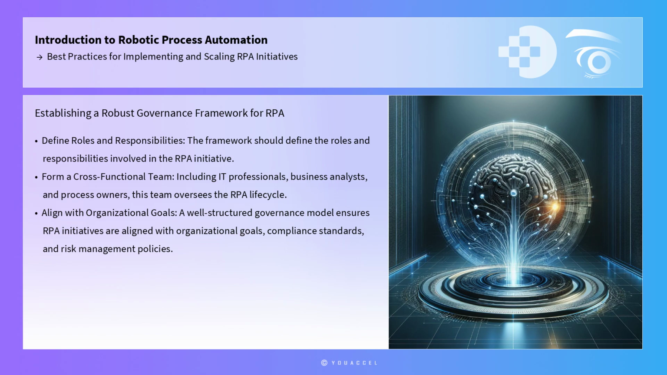Once suitable processes have been identified, establishing a robust governance framework is essential. This framework should define the roles and responsibilities involved in the RPA initiative, including the formation of a cross-functional RPA team comprising IT professionals, business analysts, and process owners. This team is responsible for overseeing the RPA lifecycle, from design and development to deployment and maintenance. A well-structured governance model ensures that RPA initiatives are aligned with organizational goals, compliance standards, and risk management policies.